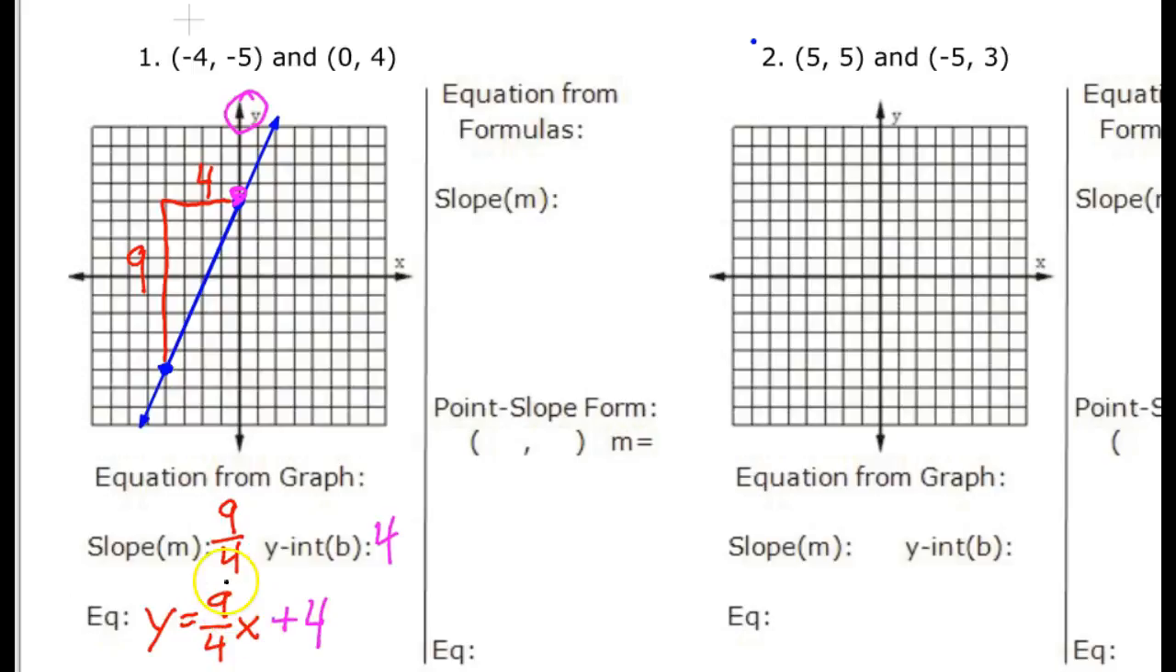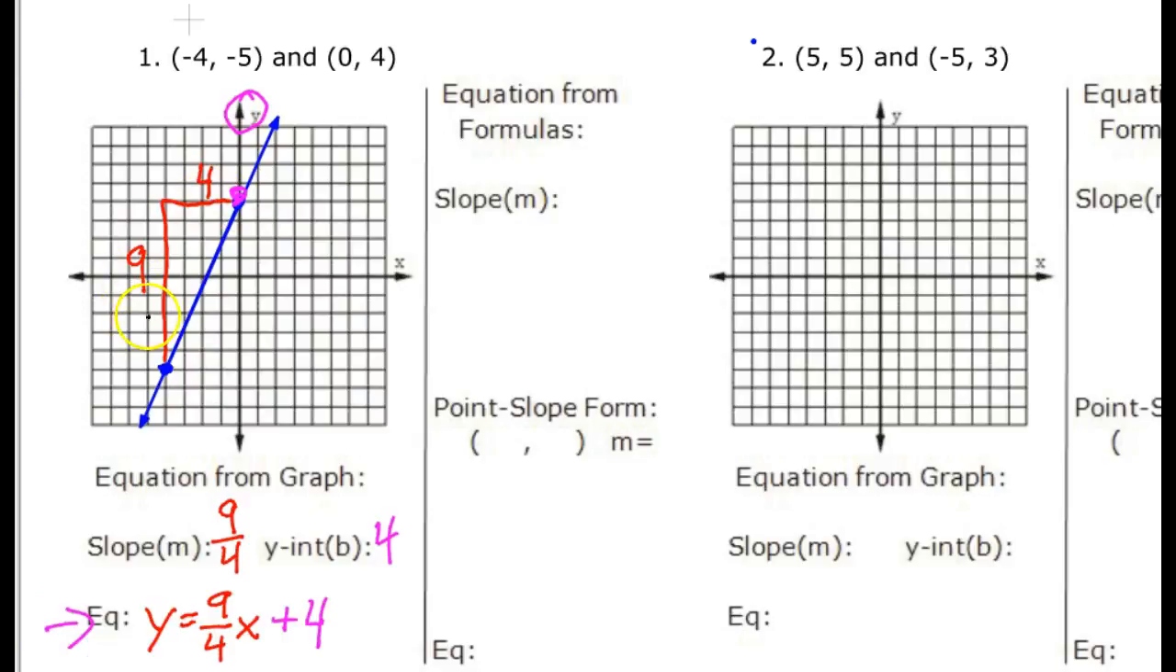Some people left that off on your equations on your test. You had 2 numbers. Without an x, we don't know which one you're saying is the slope. Is it up 9 over 4, or is it up 4 over 1? We need that x there to know which one to count by and where to start. Okay?